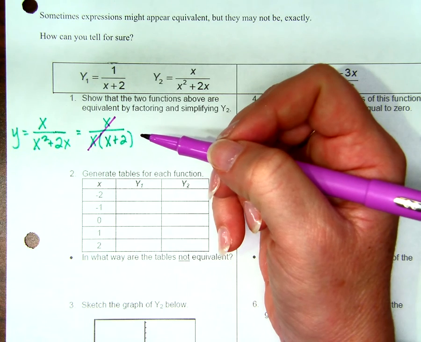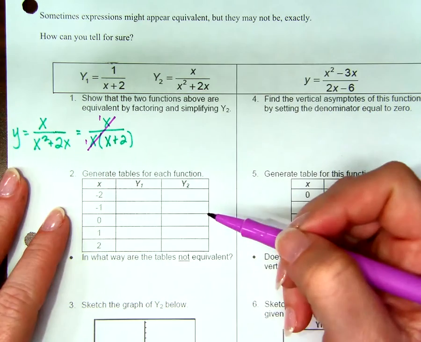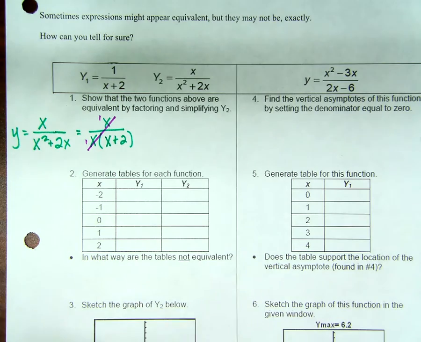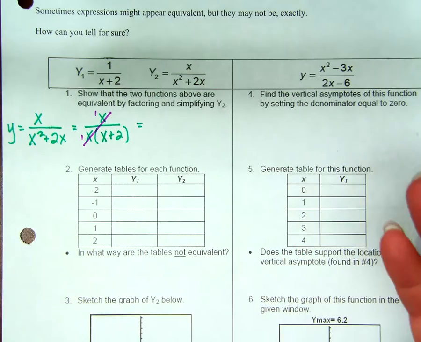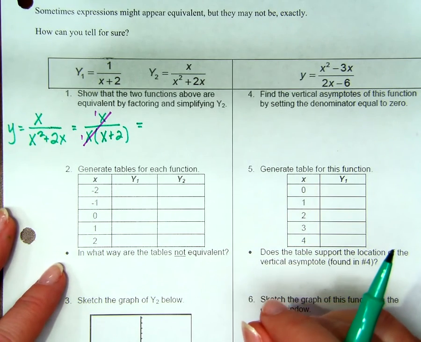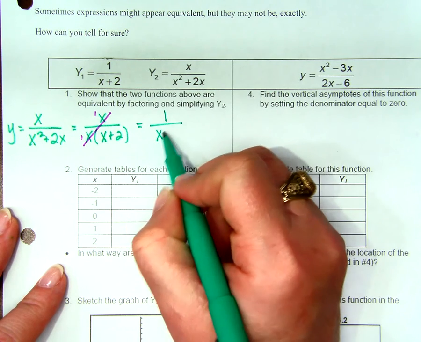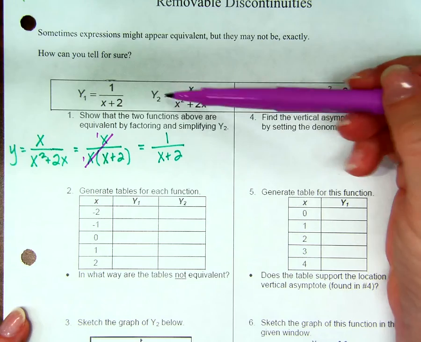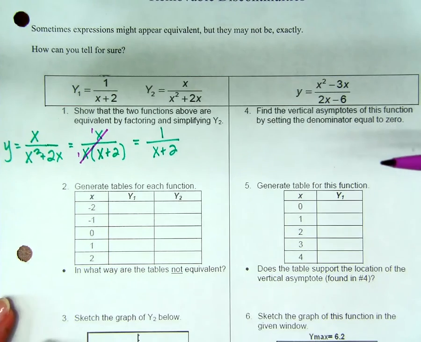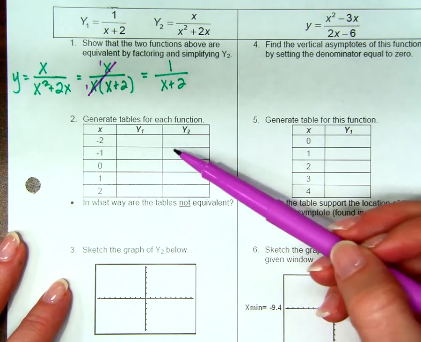What is x divided by x? 1. So this is a 1 and this is a 1. So what's left when I simplify an x? X plus 2 is what's left? You sure? Oh, 1 over x plus 2, right? Because x plus 2 is in the denominator, isn't it? So have we proved that y2 is equivalent to y1? Yes. So let's look at the tables of y1 and y2.